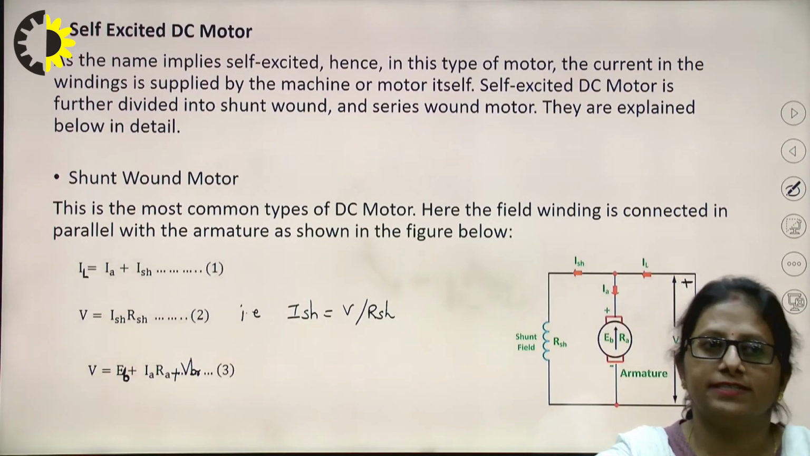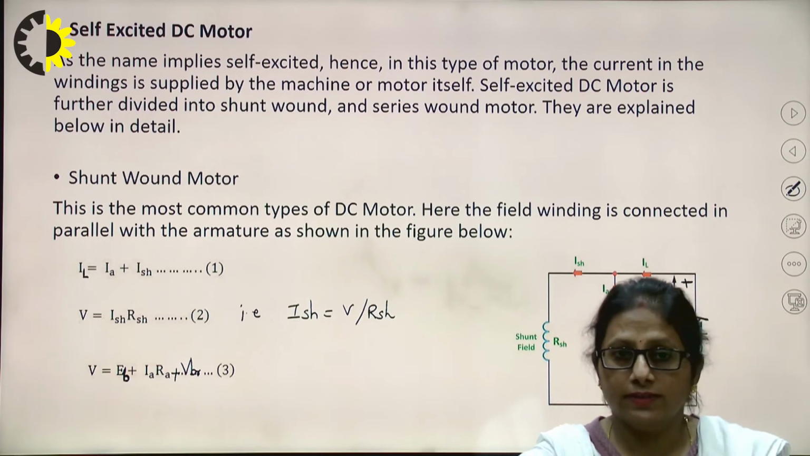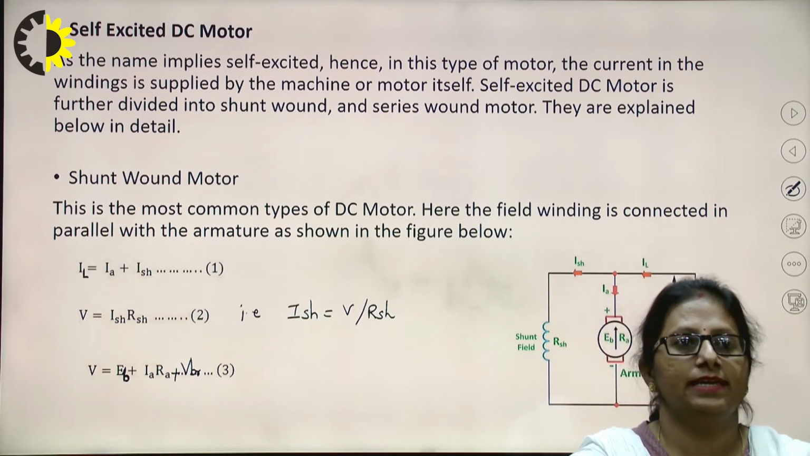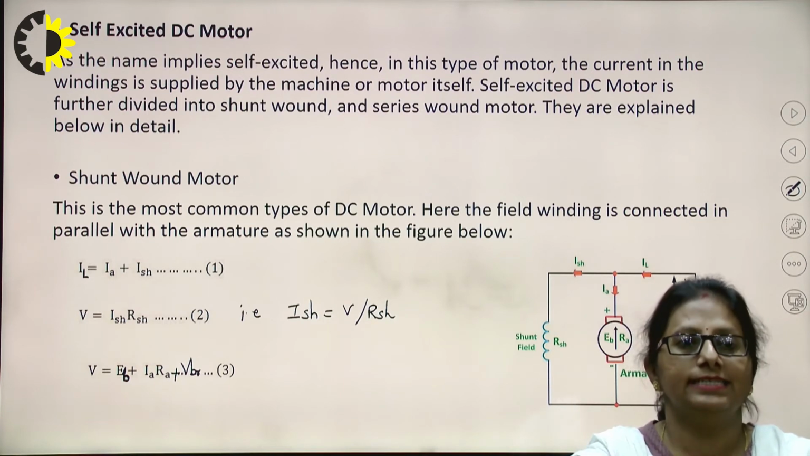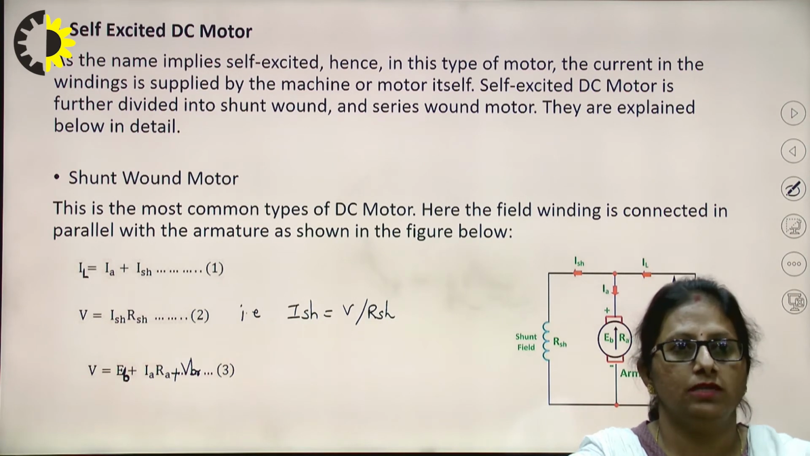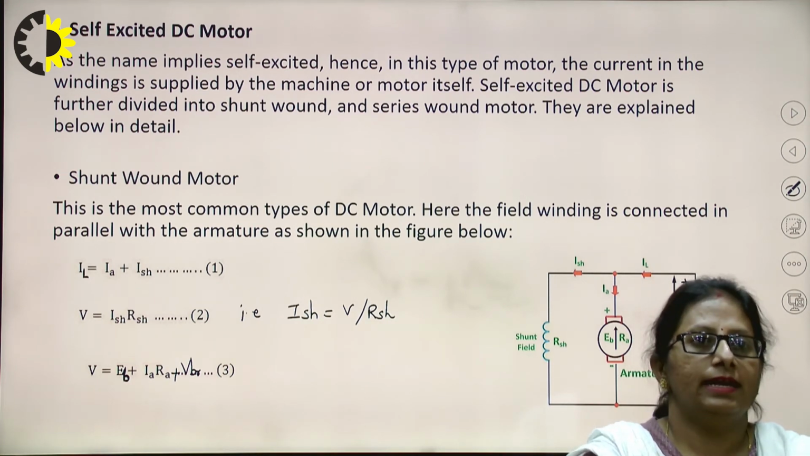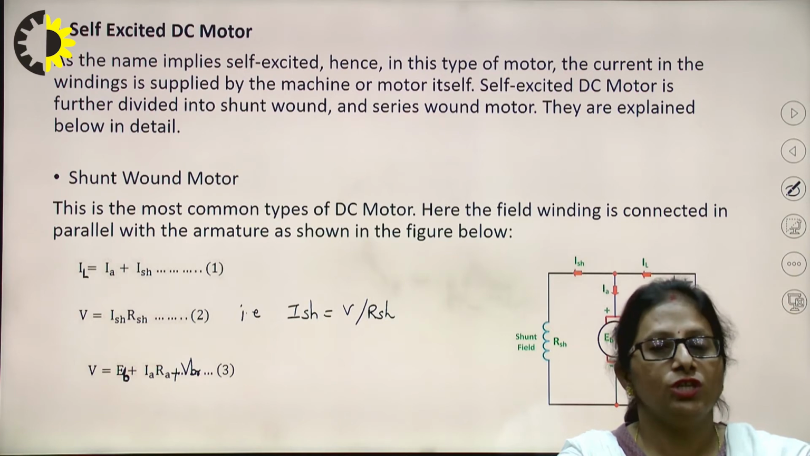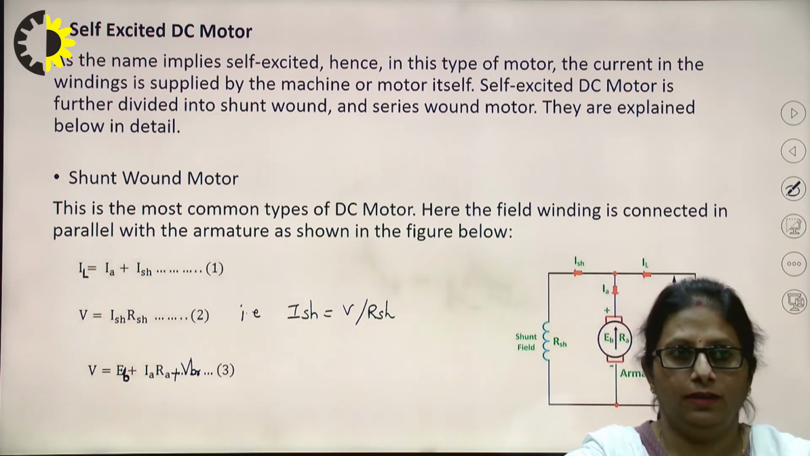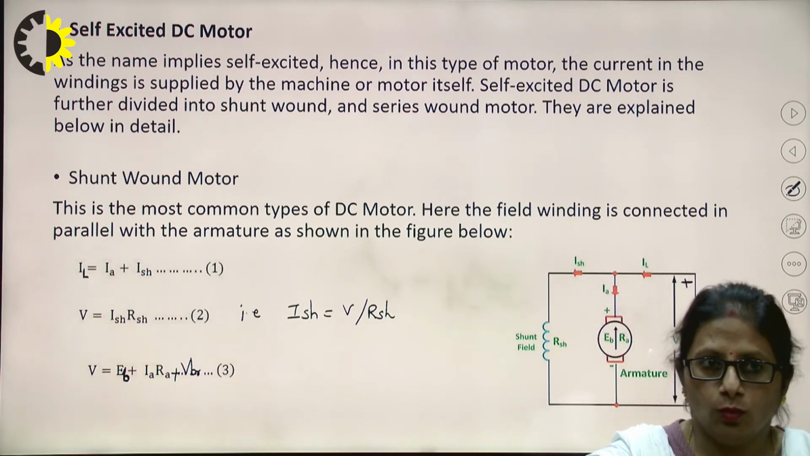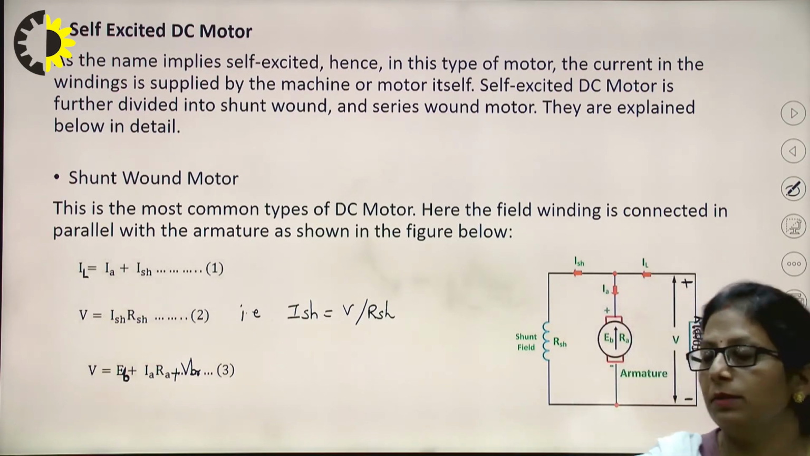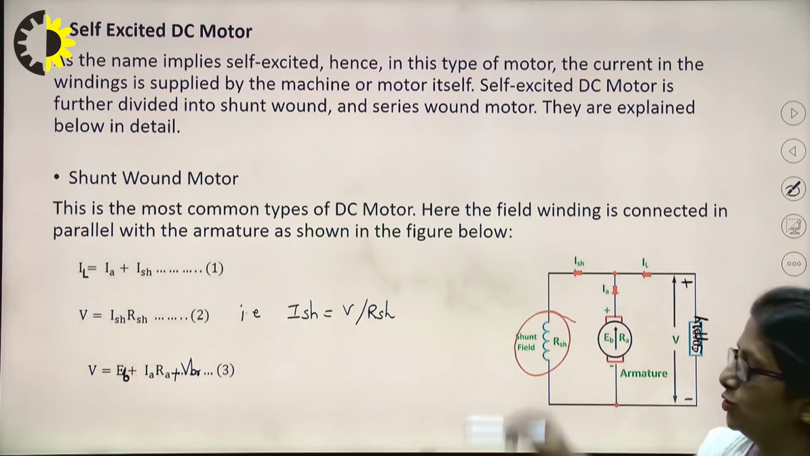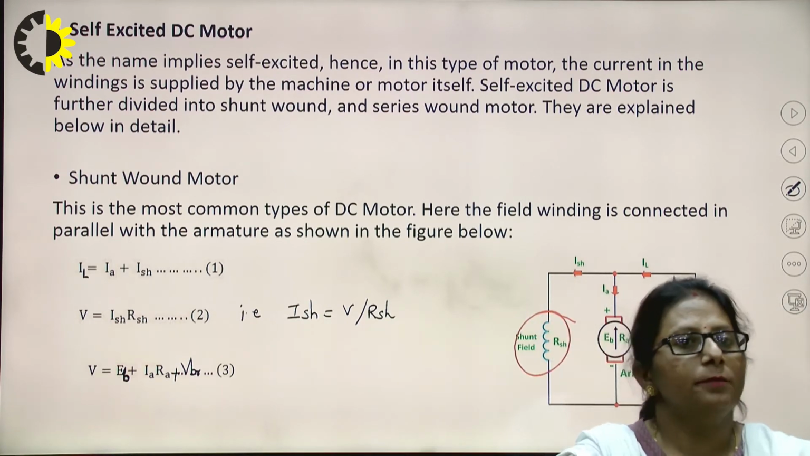Now, self-excited DC motor. In case of self-excited, as we have discussed, once again I can be having various classifications. I can be having shunt, series, compound. Now, I'm directly coming to what self-excited means. In this type of motor, the current in the windings is supplied by the machine or the motor itself, right? So, for a shunt wound motor, this is the most common type of the DC motor. Here, the field winding is connected in parallel with the armature, shunt with the armature, right?